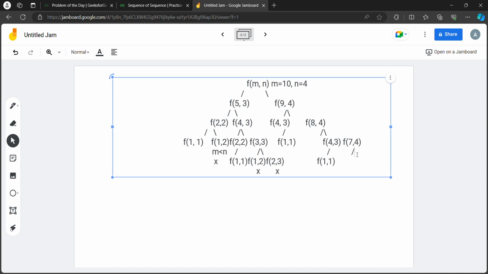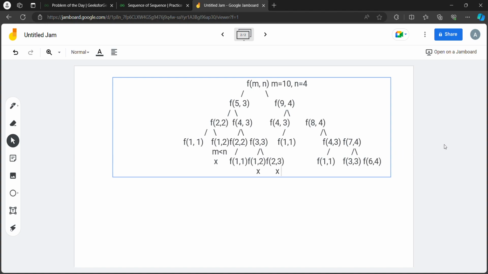7 comma 4, what we have to do, first we need to go with the 7, then next element will be 7 by 2 is 3. Okay, and size will be 3, and if we do not go with the 7, then in that case 7 minus 1 is 6 and size will be 4.